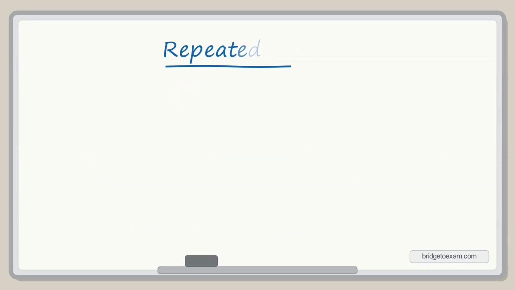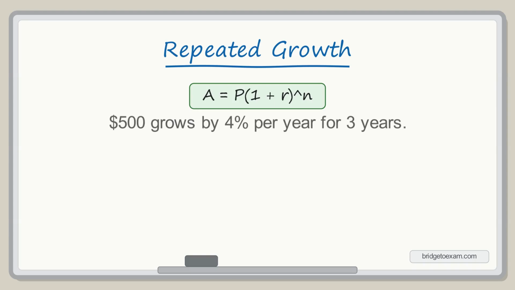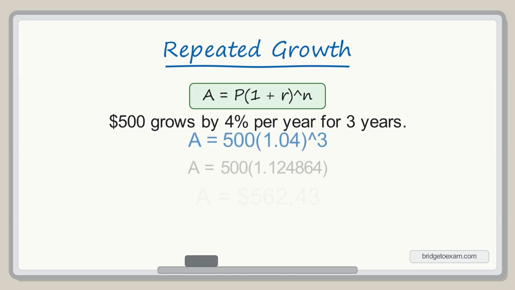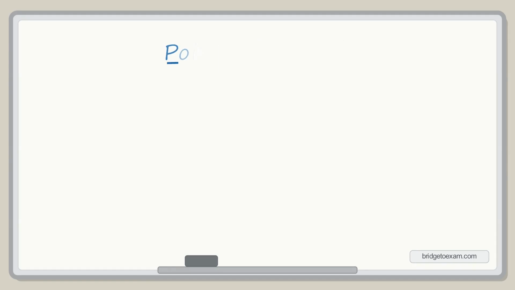Repeated percentage growth uses an exponent because each new amount becomes the next base. If $500 grows by 4% per year for 3 years, use 500 times 1.04 cubed. The final amount is $562.43. Percentage points and relative percent change are different.